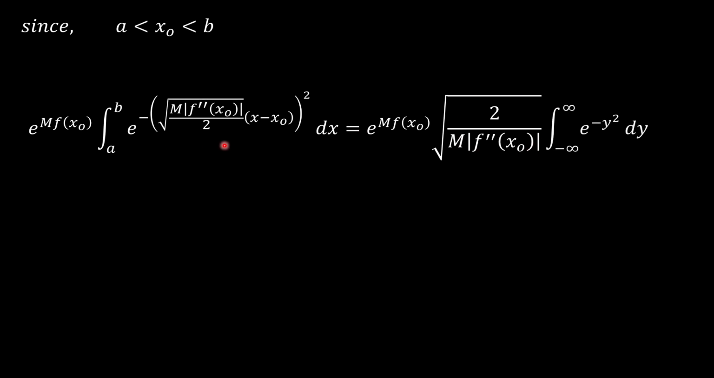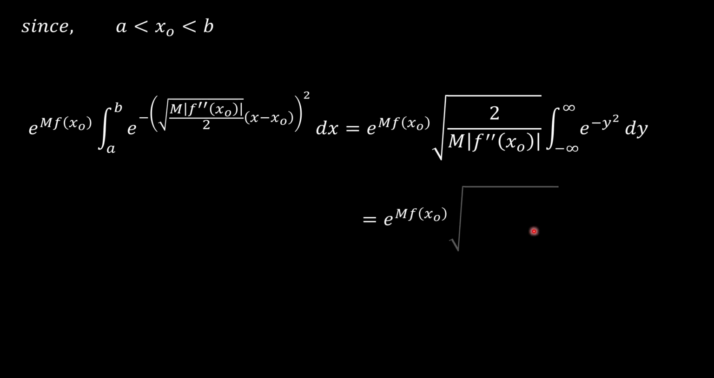And at a, since a minus x naught will be a negative value and m tends to be a large value tending to infinity, this becomes negative infinity. And b minus x naught is a positive value, and since m is a large value, that tends to infinity. And then we have e to the power negative y squared in place of whatever we have here. As we can see, this is a Gaussian integral, which is a well-known integral.